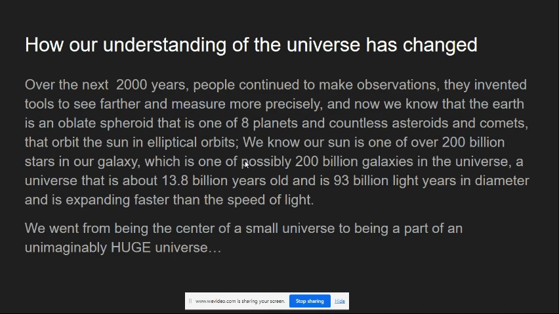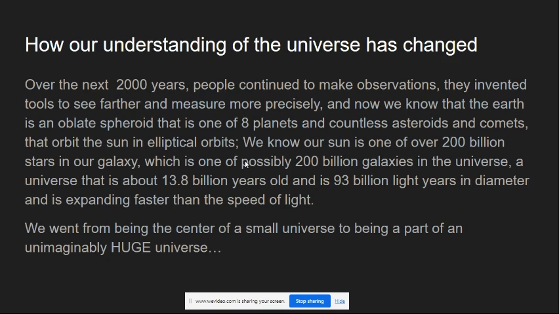We know our sun is one of over 200 billion stars in our galaxy, which is one of possibly 200 billion galaxies in the universe, a universe that is about 13.8 billion years old and 93 billion light years in diameter, and is expanding faster than the speed of light. Hopefully that perks some questions in your head. So we went from being the center of a small universe to part of an unimaginably huge universe.